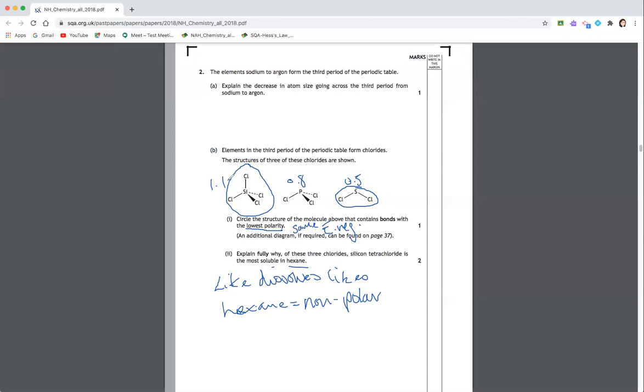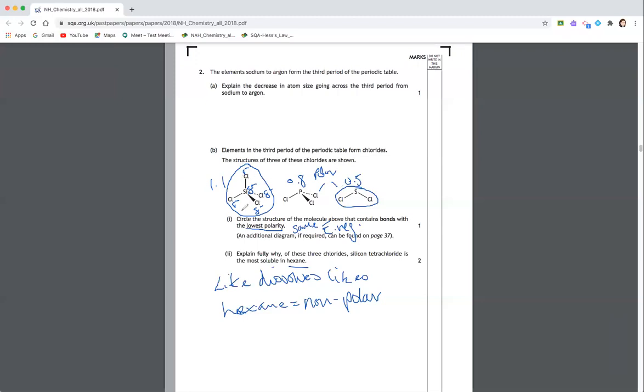However, the tetrahedral shape, if I label the polarities on here, so the chlorines will be delta minus. Because this shape is tetrahedral, it's actually symmetrical, whereas all the other molecules are not symmetrical, they're asymmetrical. So these two molecules are polar.